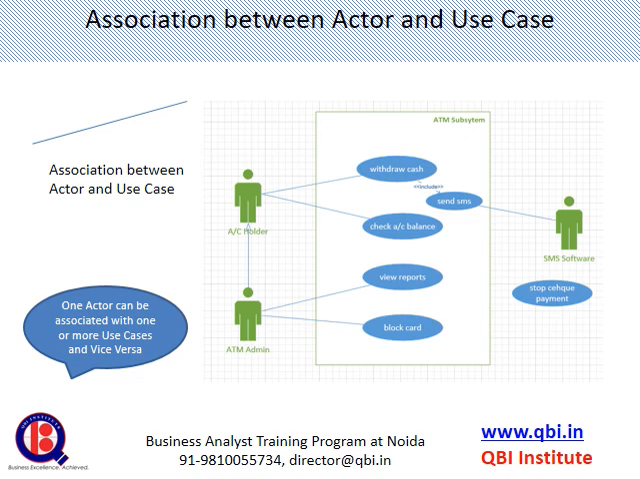Association between actor and a use case. Association or association relationship between actor and a use case is shown by a straight line. One actor can be associated with one or more use cases. You can see here, in this system, the account holder can withdraw cash and he can check his account balance. A use case can also be associated with more than one actor.